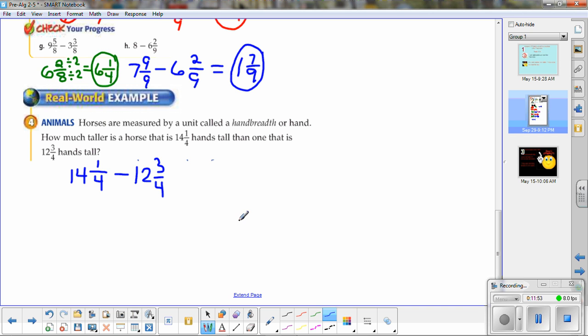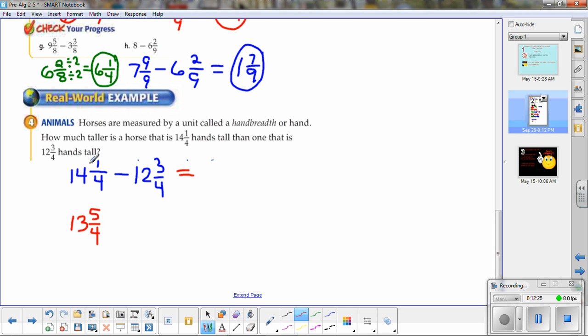Now before we go and subtract, we're actually going to write this problem a little different way, because if I were to go and subtract right now, I would do 14 minus 12 and get 2, but then when I would go to do 1/4 minus 3/4, it would end up being negative. That's not going to work that way. So what we need to do is rewrite 14 1/4 as 13 5/4.